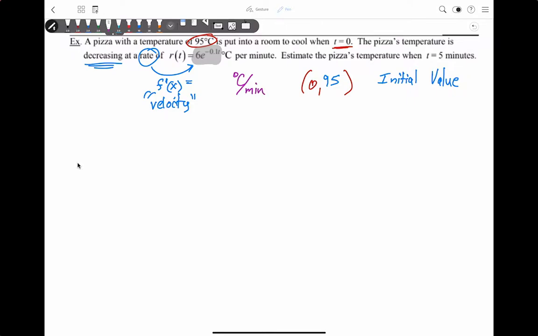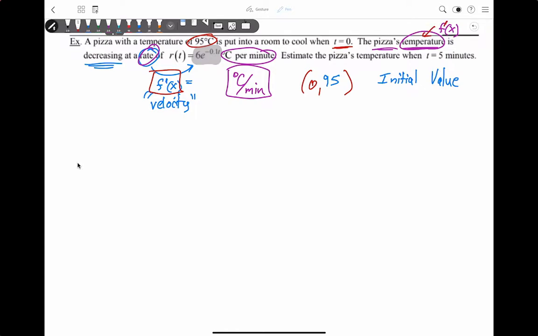Okay, so this rate does say that this could be an acceleration or a velocity graph. But in this case, it's a velocity because we're cognizant of the units. And it didn't say minutes squared, okay? It said the pizza's temperature is decreasing. Okay, so temperature is like f of x. And if it's decreasing at a rate, well, then that's going to be f prime of x. Okay, if it said the pizza's velocity, then that would be f prime.